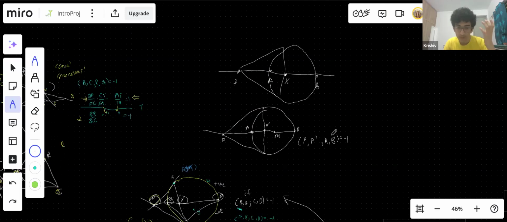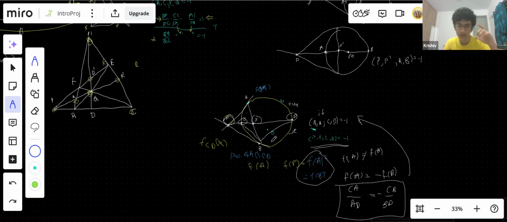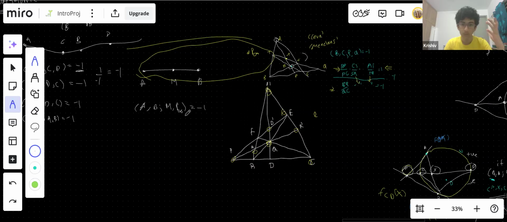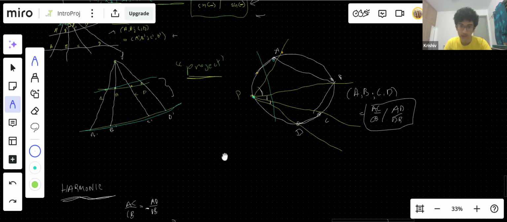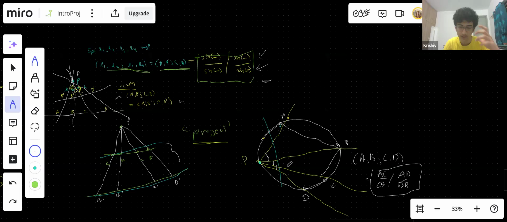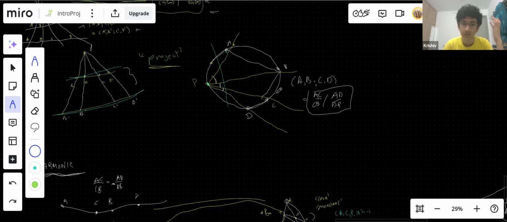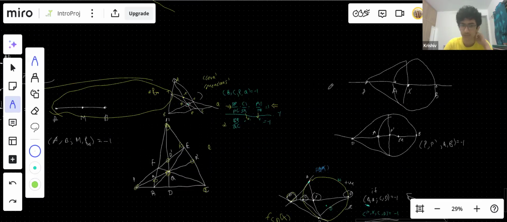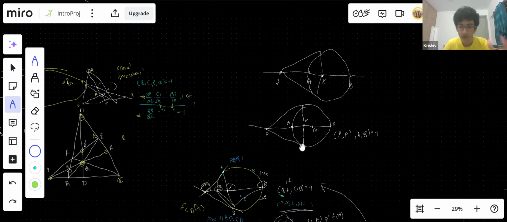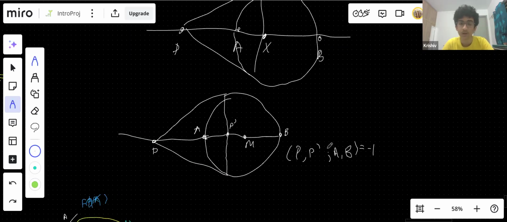So there are all these cool properties about harmonic bundles, and obviously cross ratios are also very cool. You have all of these invariant things. You can define cross ratio with respect to lines, with respect to points, with respect to points on a circle. But harmonic things are especially cool, as we can see right now.